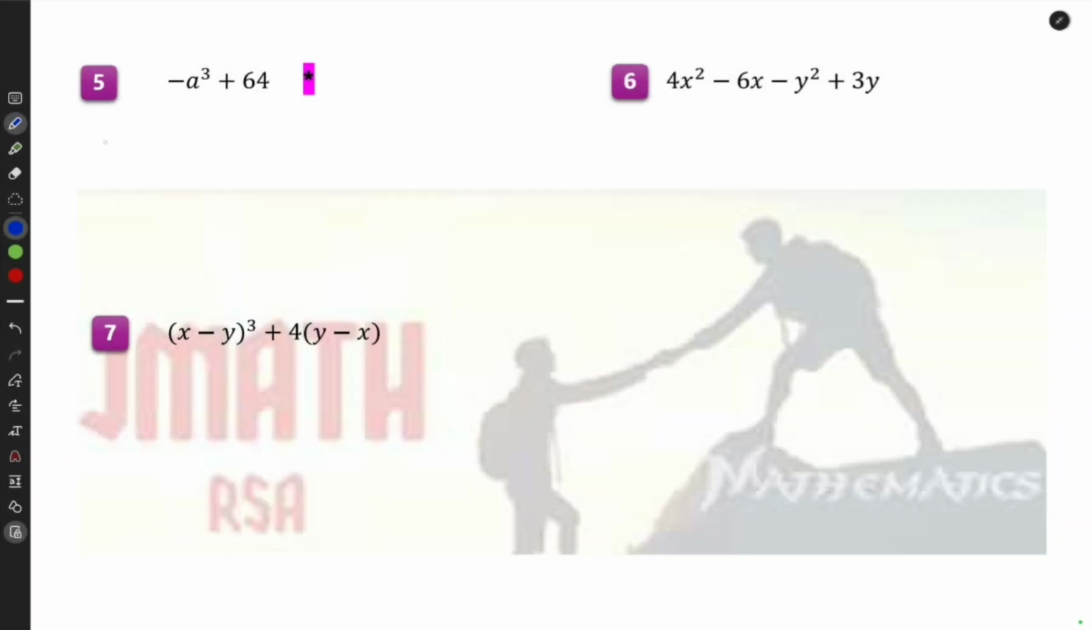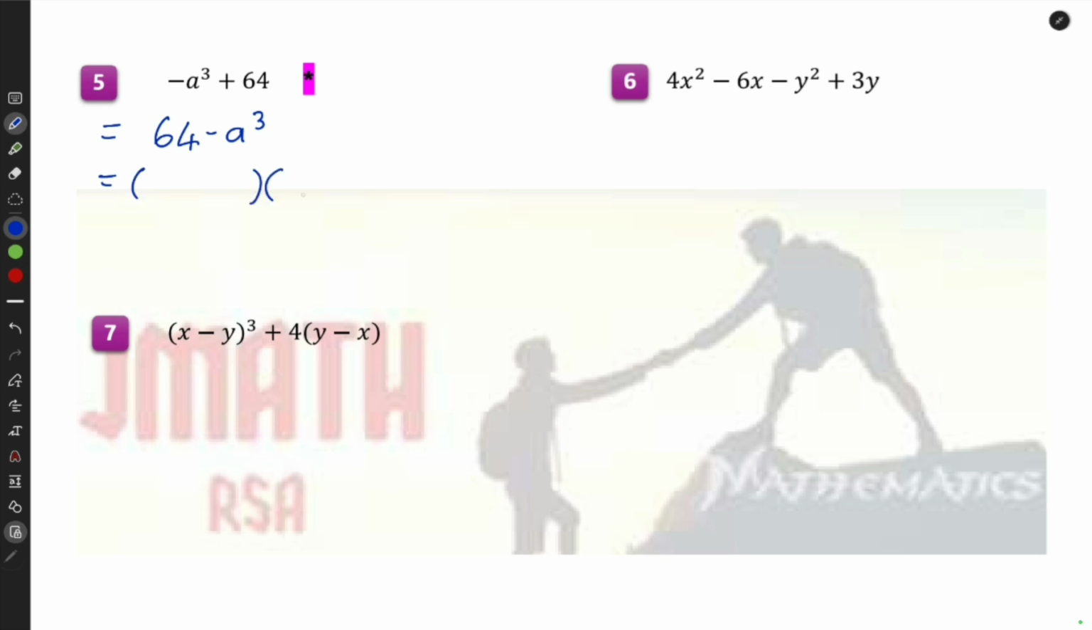Question 5. Okay, so 2 terms. So it could be difference of squares, but that a has a multiple of 3 as an exponent. So what I would do first is I would just shuffle them. I don't like it if my expressions start with a minus. So 64 minus a cubed. Then it's going to be difference of cubes.